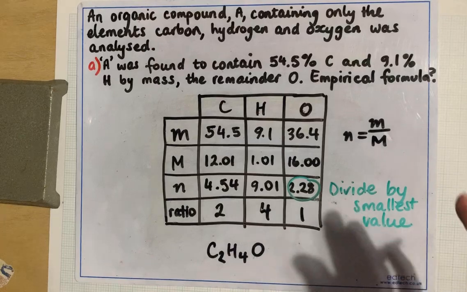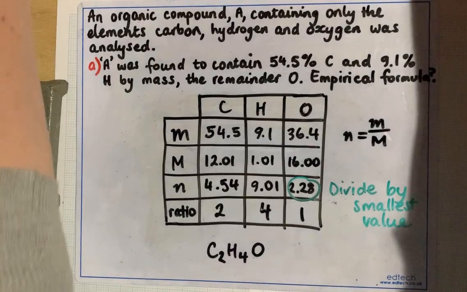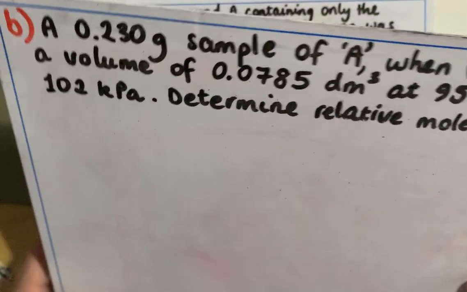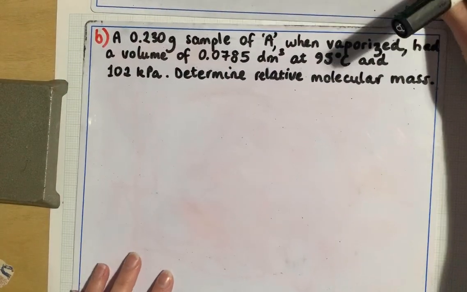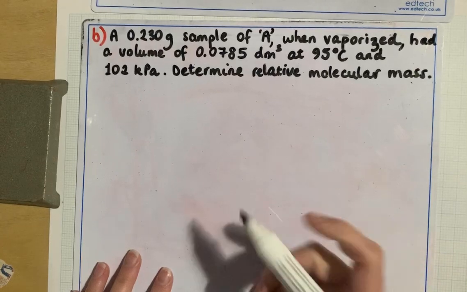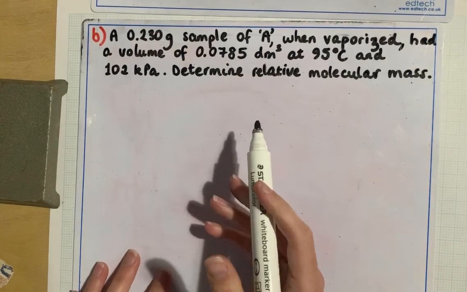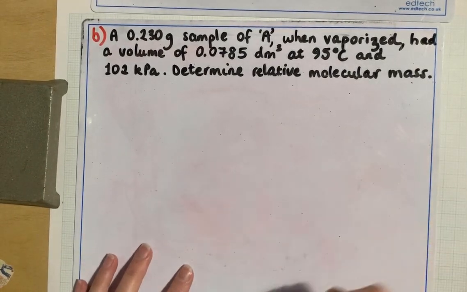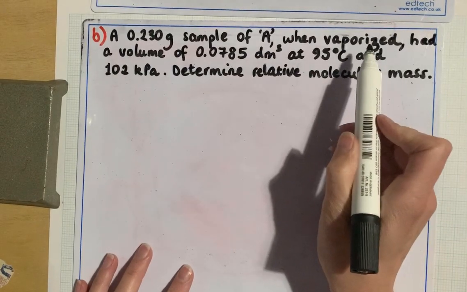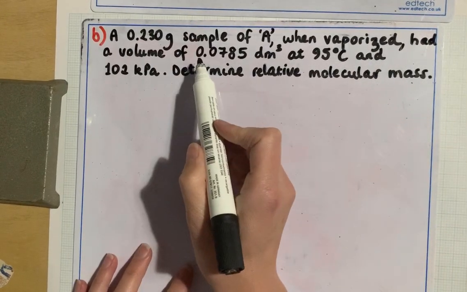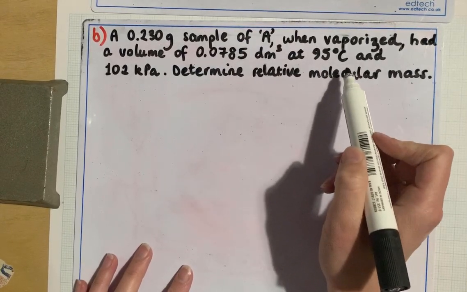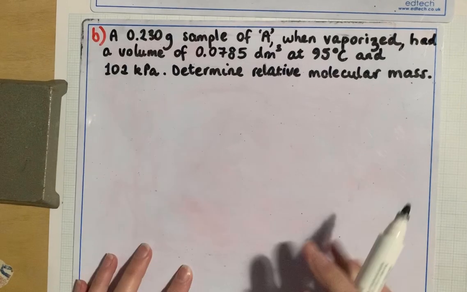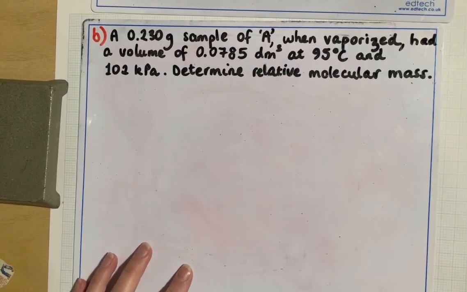Okay, now let's look at part B of the question. So that says a 0.23 gram sample of mystery compound A, when vaporized, we know it's become a gas, had a volume of 0.0785 decimeters cubed at 95 degrees Celsius and 102 kilopascals. Determine the relative molecular mass of the compound.